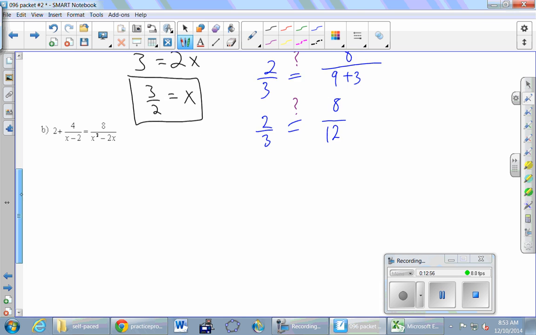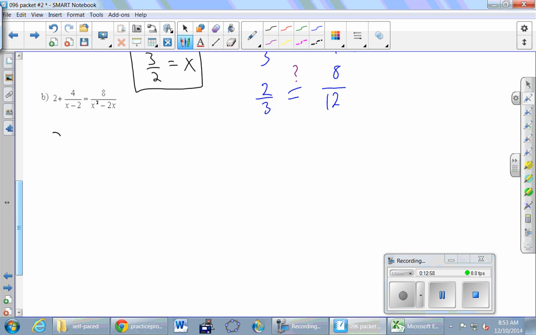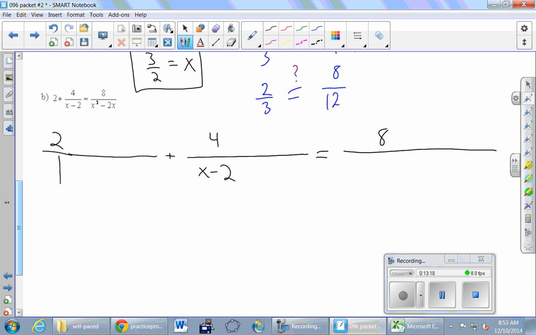So the first guy doesn't even have a denominator at the moment, so I'll put in a 1 and I'll leave a blank space over there. Plus 4 over, can we do anything with x minus 2? No, there's nothing to factor there. We'll just leave some blank space. Equals 8 over, take an x out. And what's left? x minus 2.